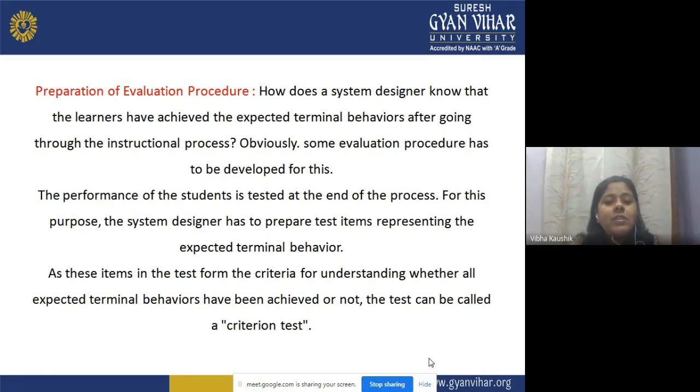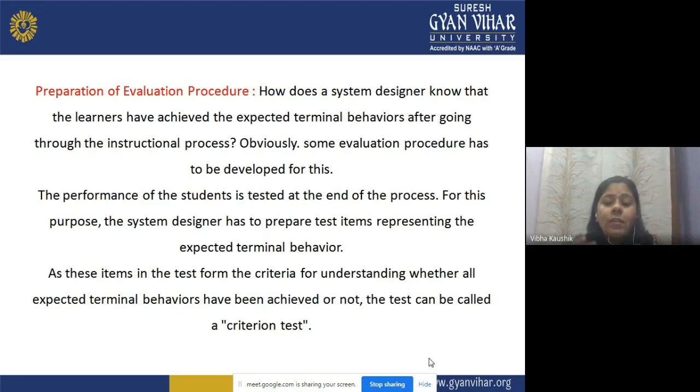For this purpose, the system designer has to prepare test items representing the expected terminal behavior. Now, after the completion of the test, as a system designer, I will prepare some test items. Now, the test items can be MCQs, objective questions, very short questions, or essay type questions. Any test items can be constructed by the system designer.